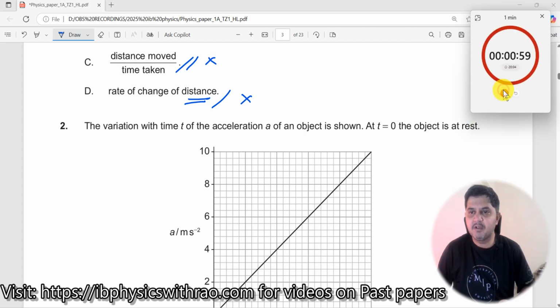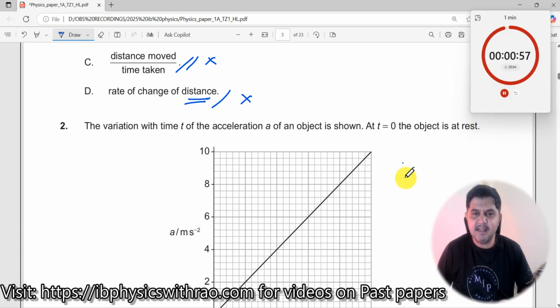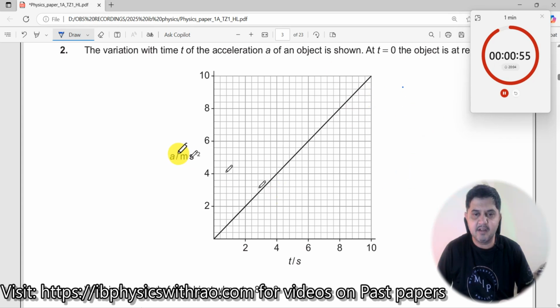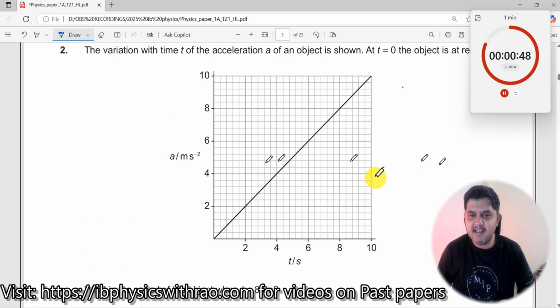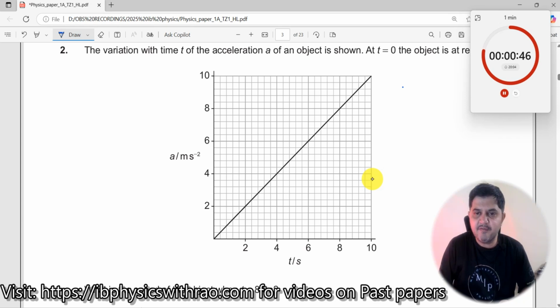Question number. The variation in time t of the acceleration a of the object is given. Okay, an a versus t graph is given to you. What is the speed of the object at t equal to 8 seconds? Whenever there is an a-t graph given to you, you can find the area of this a-t graph. What does the area give you?